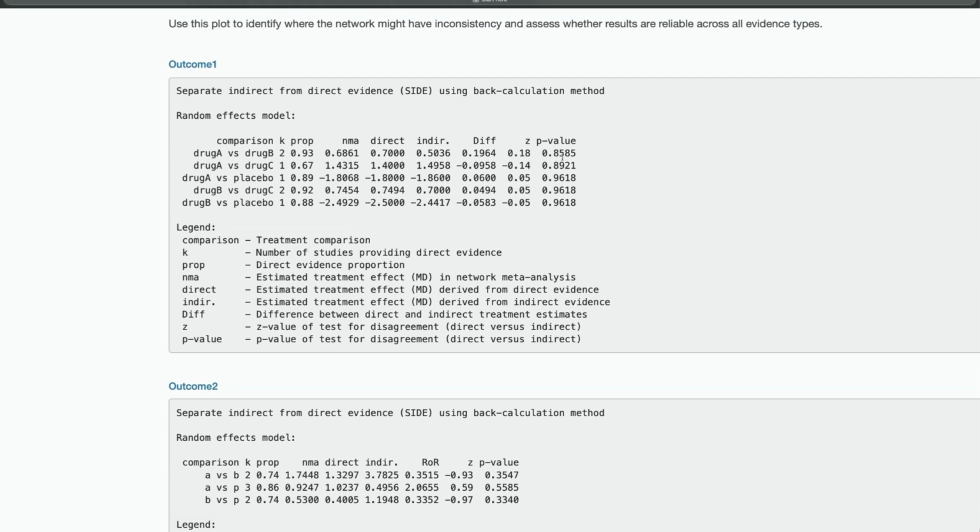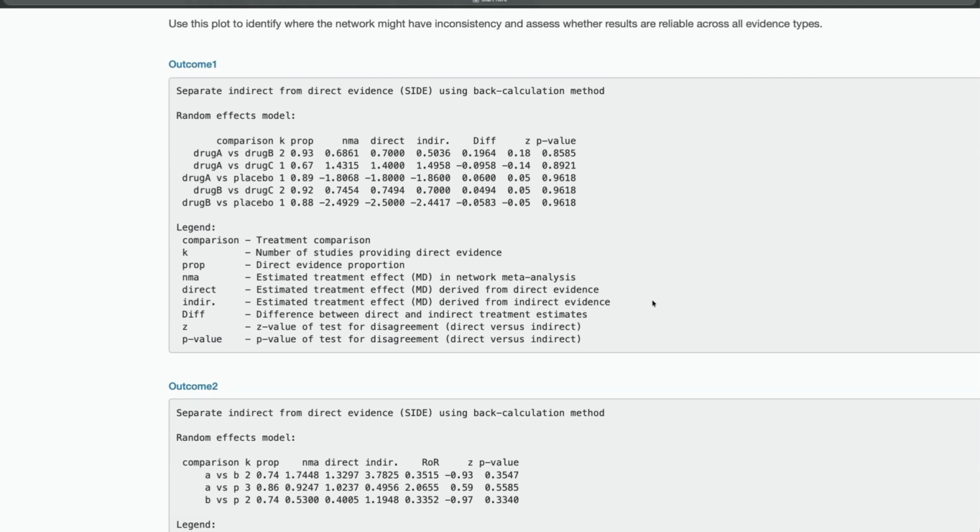In general, if the p-value is more than 0.05, it means direct and indirect evidence agree with each other. In this case, you can confidently use the combined network estimate for your conclusion. If the p-value is less than 0.05, this means there is significant local inconsistency. The direct and indirect evidence are conflicting for that specific comparison.